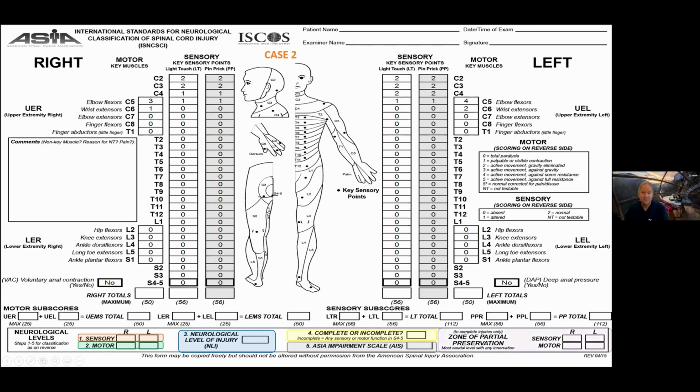All righty. So let's see how you did. Looks like you did a good job going all the way through there. It's a little trickier being the second person because then I'm throwing some tricks at you. So you did a good job. So ultimately you would present this person to me as an individual with C3 ASIA impairment scale A tetraplegia. Do you agree with that? I concur. You concur. All right.